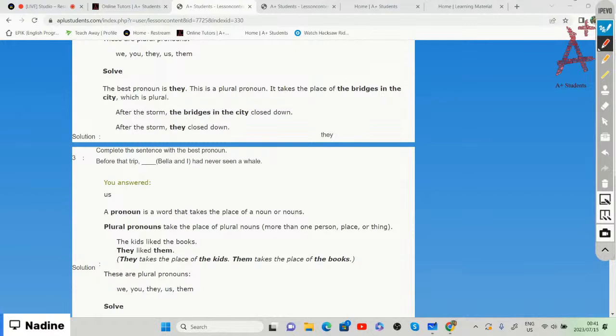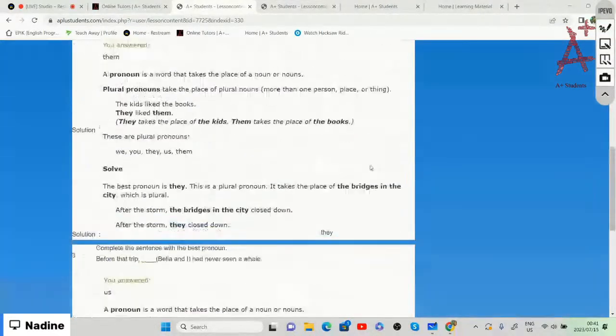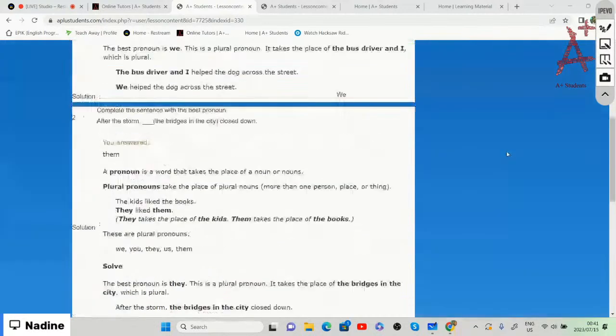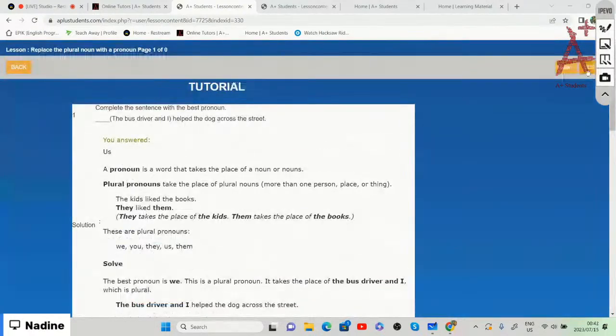right? And remember, we said that a plural pronoun takes the place of a plural noun that refers to more than one person, more than one place, or more than one thing. And the plural pronouns are we, you, they, us, or them, right? So we either need to replace any words that they give within a sentence with the plural pronouns, which are we, you, they, us, or them.